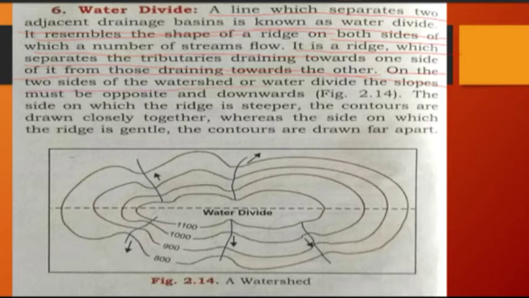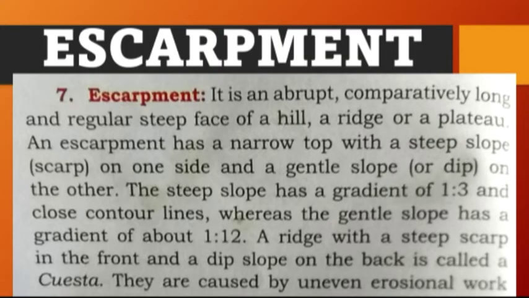On the two sides of the watershed or water divide, the slopes must be opposite and downward. Yes, they are opposite and they are going downward. Right? They are going down. The side on which the ridge is steeper, the contours are drawn closely together. अगर वहाँ पे steep है तो वो बहुत close होगी. जैसे यहाँ पे आप देख सकते हो, यहाँ पे थोड़ा steep है और यहाँ पे gentle है. क्योंकि ये बहुत पास है और ये जो लाइन्स है वो बहुत दूर दूर है, right? So they are gentle and this is steep, whereas the side on which the ridge is gentle, the contours are drawn far apart.